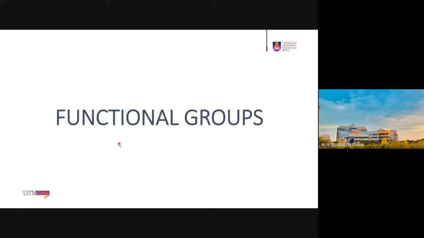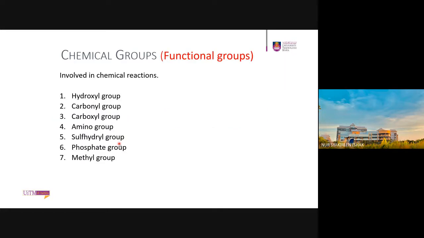Okay, so next one is the functional groups. These are the 7 functional groups that we are going to look at. It is important for you to know the structure of each functional group. You have to remember how to draw it, and you have to know the properties for each one. The first one is hydroxyl. The hydroxyl group is OH. They are usually found in a molecule such as alcohol, for example, or even the water molecule. It has the hydroxyl group OH.